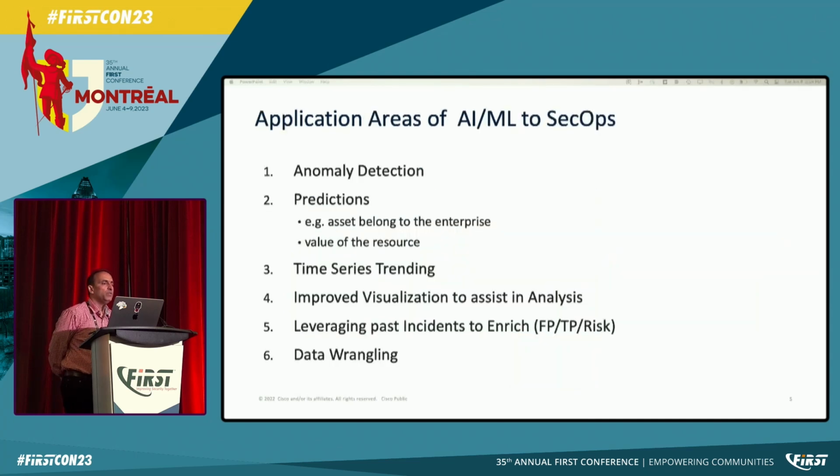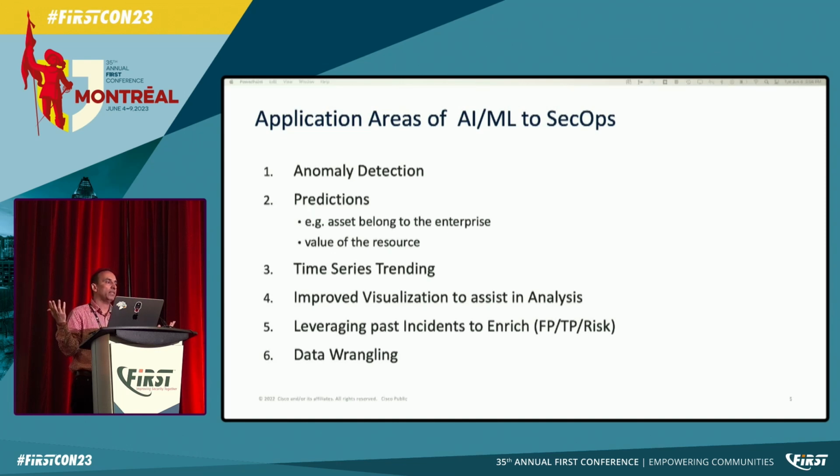So these were some of the early successes for us, areas where we started looking into leveraging these techniques. Anomaly detection is definitely one of the biggest use cases for security operations. Along with predictions, we all deal with attribution, missing attribution, and how we can predict attribution based on some of the models. Time series trending.